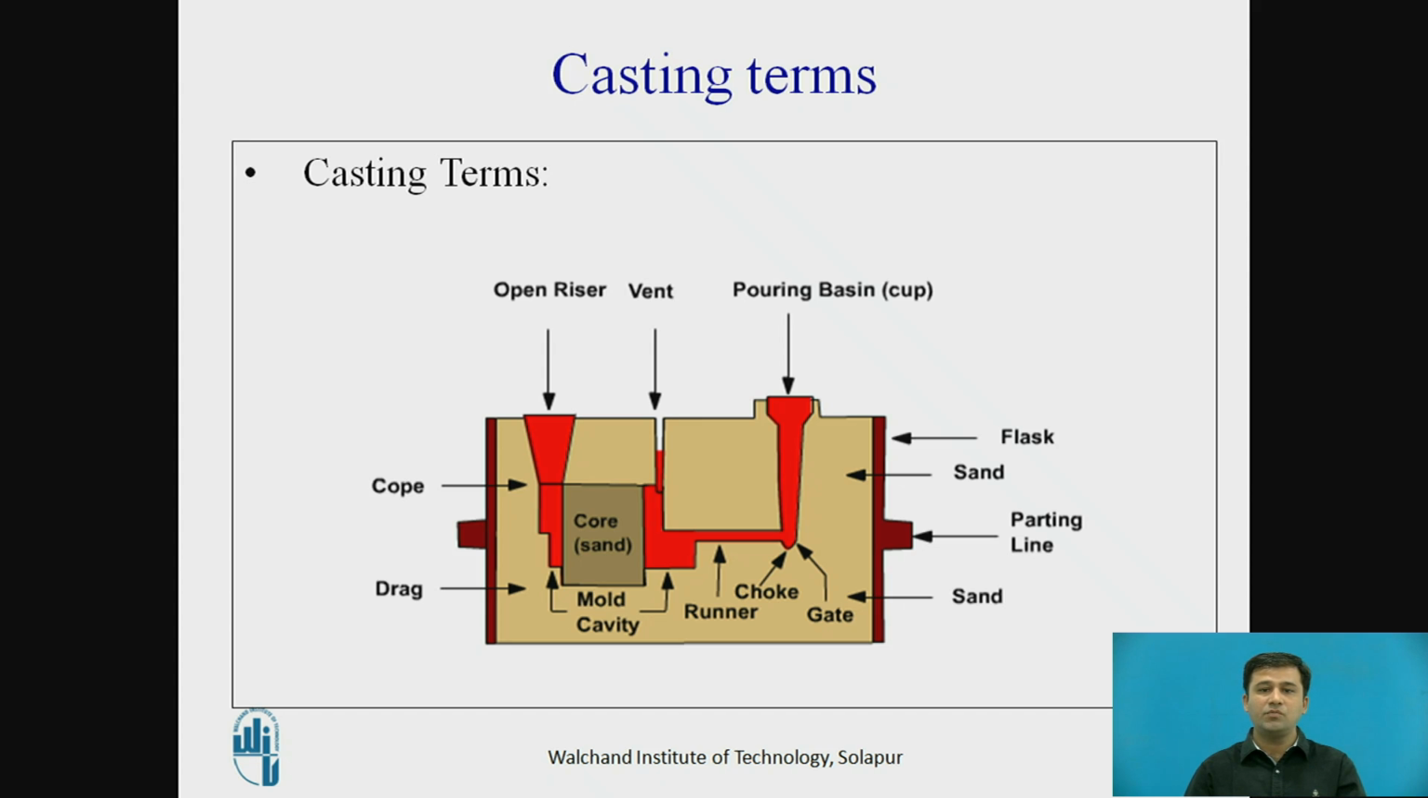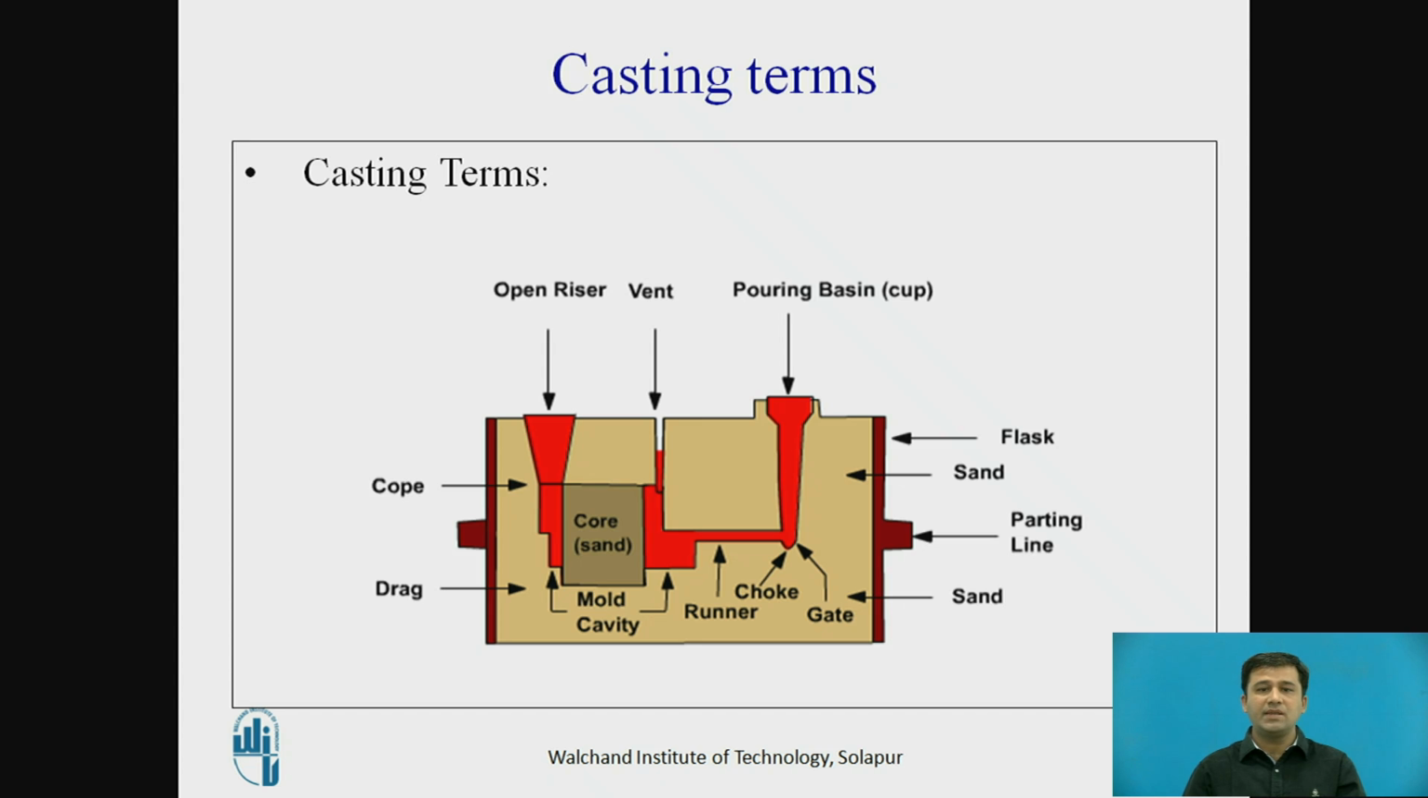Now, the third term is called the parting line. What is this parting line? The parting line is the line which separates the mold into two halves. The first half is called the cope half, which is generally the upper half, and the second half is called the drag half.